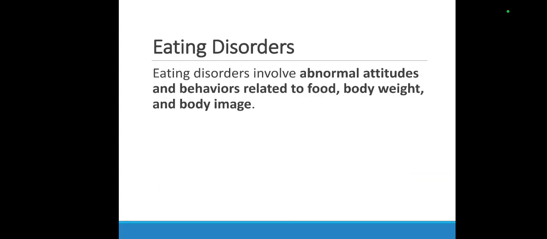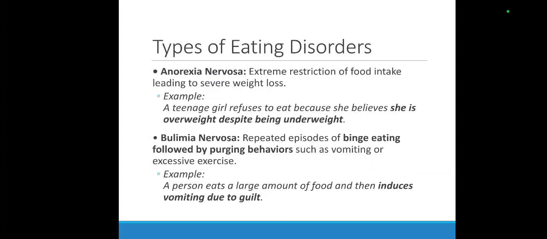So now let's talk about eating disorders. Again, these are types of disorders that involve abnormal attitudes and behaviors related to food, body weight, and body image. So this has two types. Okay, we have anorexia and your bulimia. So anorexia nervosa, they experience extreme restriction of food intake leading to severe weight loss. Why? Because they see themselves as too fat. Okay, but in reality, they are too thin.